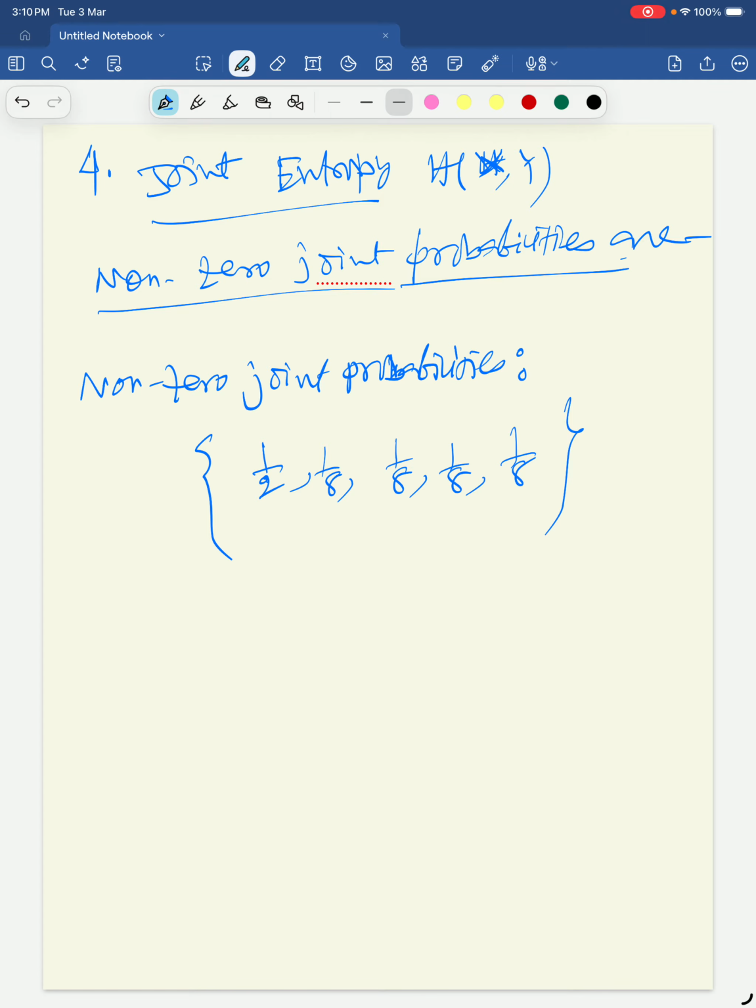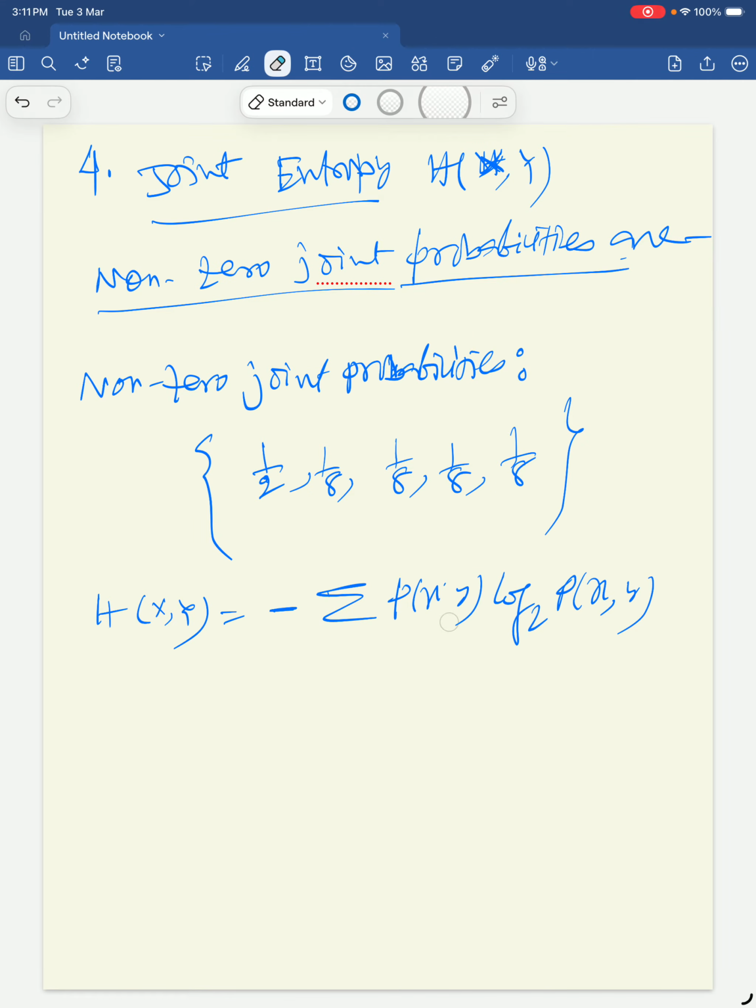So what is the formula for joint entropy? H of x comma y is equal to minus summation over k equal to 1 to n of P of x comma y into log to the base P of x comma y. The same formula. And these are the x comma y.